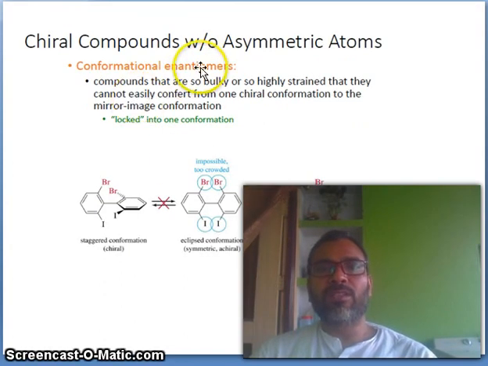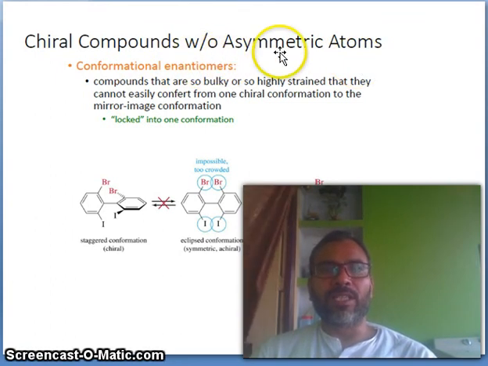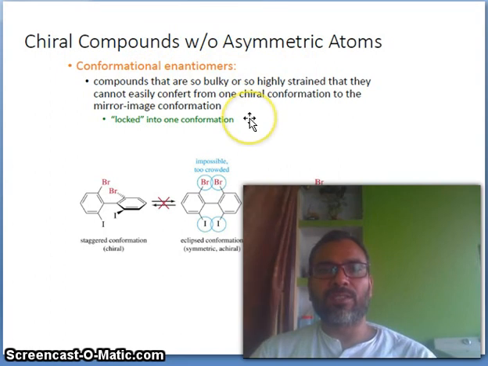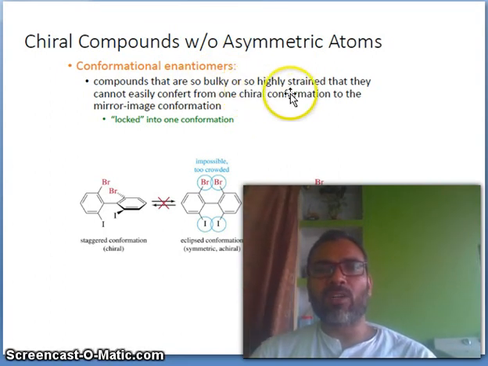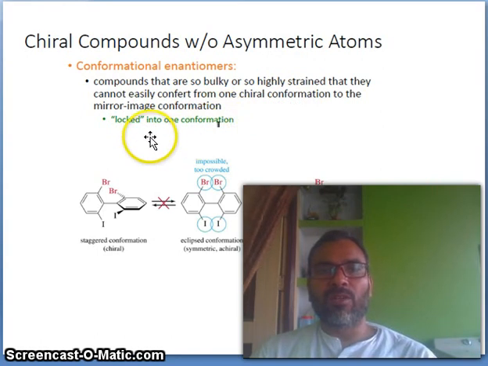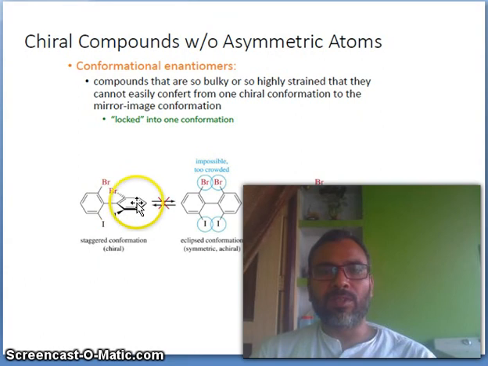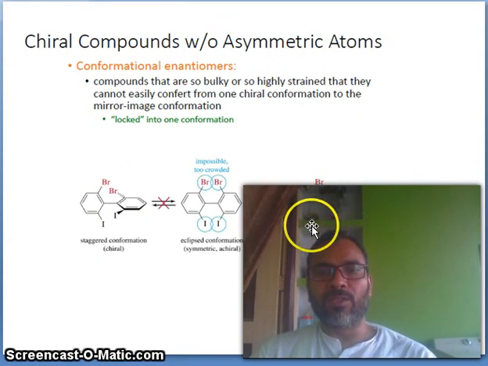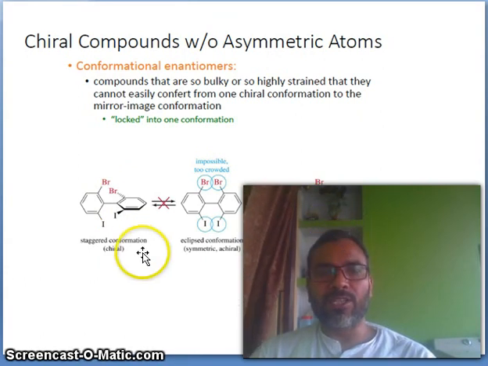Chiral compound, asymmetric atom without chiral center. Conformational enantiomers. Compounds that are so bulky or so highly strained that they cannot easily convert from one chiral conformation to the mirror image conformation are locked into one conformation. You see, it is impossible, too crowded for rotation, so it will not go in this way. This one is a staggered conformation, chiral.